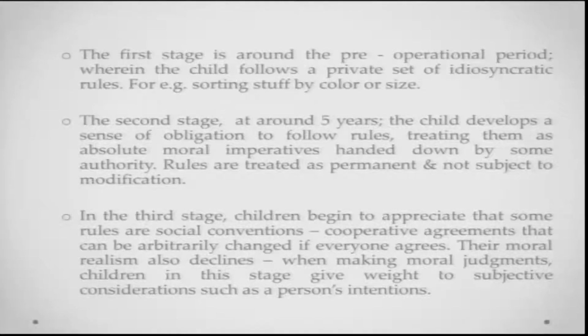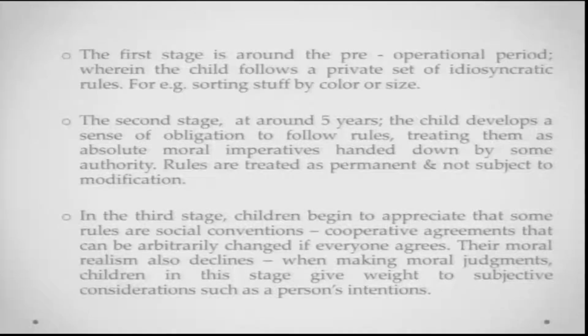In the second stage, which happens around 5 years, the child develops a sense of obligation to follow rules. Given the kind of environment and society children are brought up in, the child starts to think that this is a rule and this must be followed. The child starts treating these rules as absolute moral imperatives handed down by some authority. So my mother has said this, I will follow this verbatim 100 times out of 100, or my teacher has told me that this has to happen and I have to follow this 100 times out of 100.